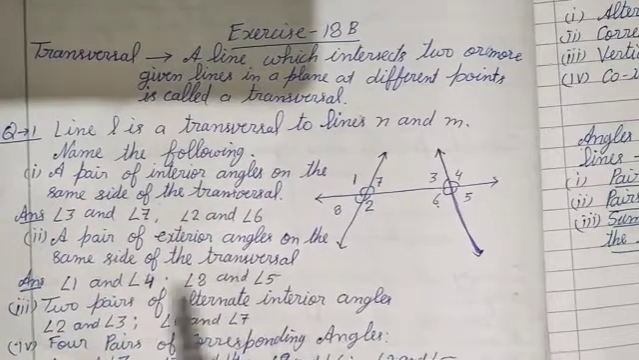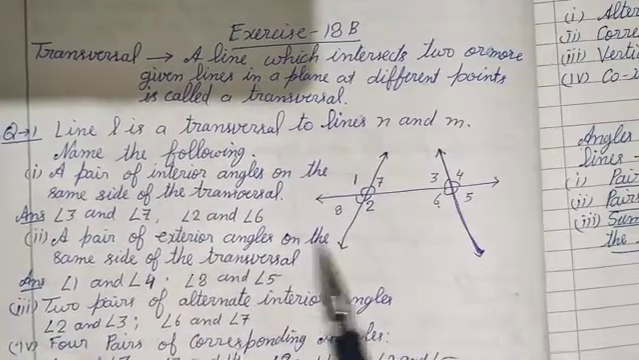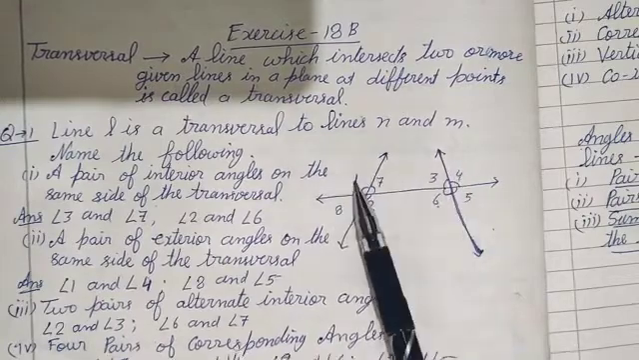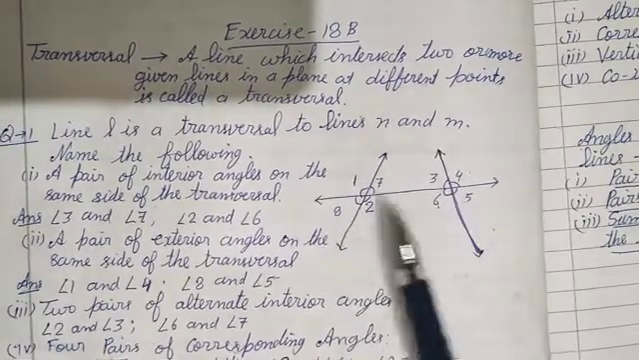A pair of exterior angles on the same side of the transversal. The pair of exterior angles on the same side, this is the exterior region, this is the same side, so angle 1 and 4 and 8 and 5.